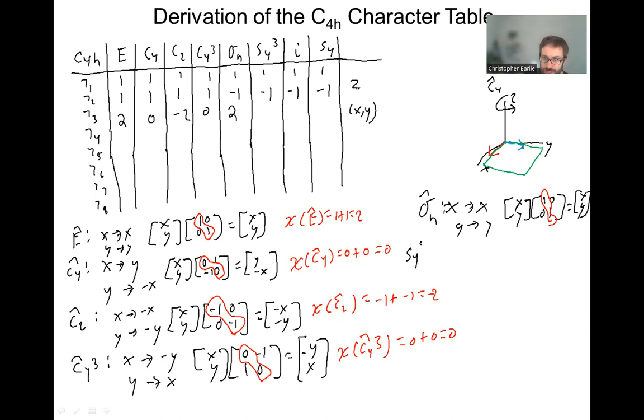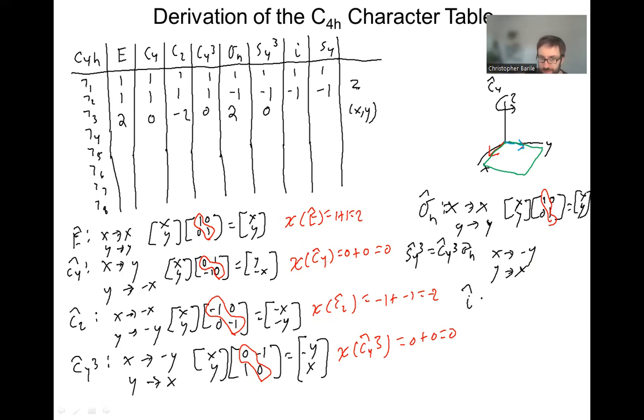Now we do S4-3. Again, I just like to remind ourselves of the definition of this. C4-3 followed by sigma h. Okay, well, what did that do? We start with x. x went to negative y when we did the C4-3, and then y went to y. So if we had negative y, we just go to negative y. Basically, sigma h did nothing, right? So we just have to look at this part, y going to x. So it's going to be the same matrix as C4-3, which is 0.